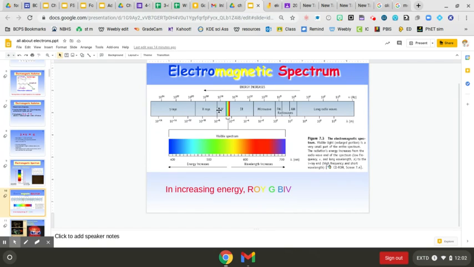Now, when it comes to this light spectrum, you need to be able to not necessarily tell me the exact number for each wavelength, but you should be able to tell me what's a longer or shorter wavelength and what has higher energy or less energy. So the shorter the wavelength something has, the higher the energy it has.